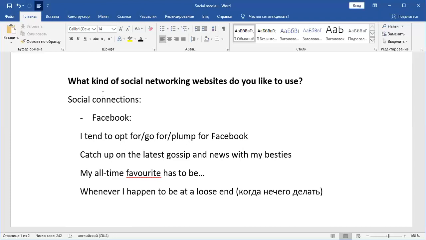So what you can do here, you can mention one or two social media sites. You can say I tend to opt for, let's say, Facebook or Instagram. I plump for, that means I prefer. So what I do there is I catch up on the latest gossip and news with my besties. Besties means best friends, like good friends.